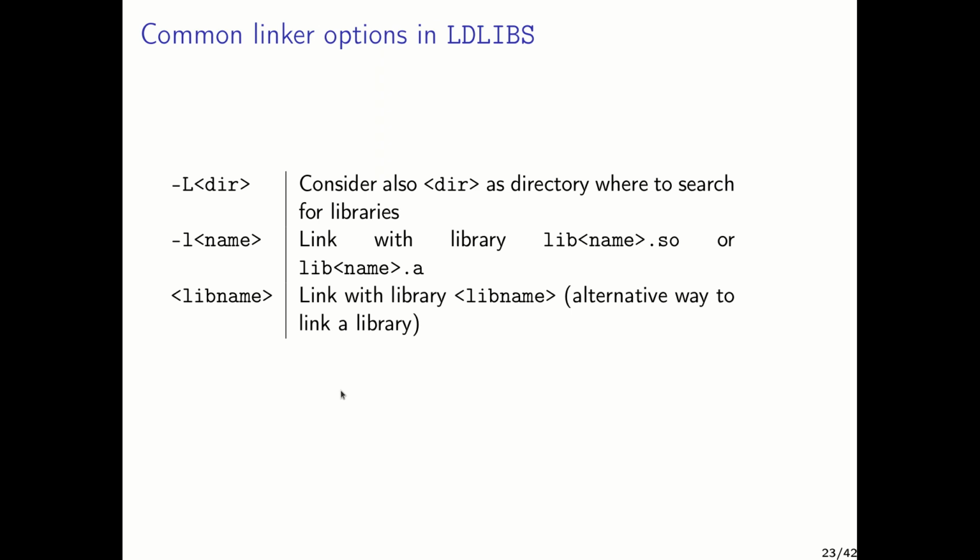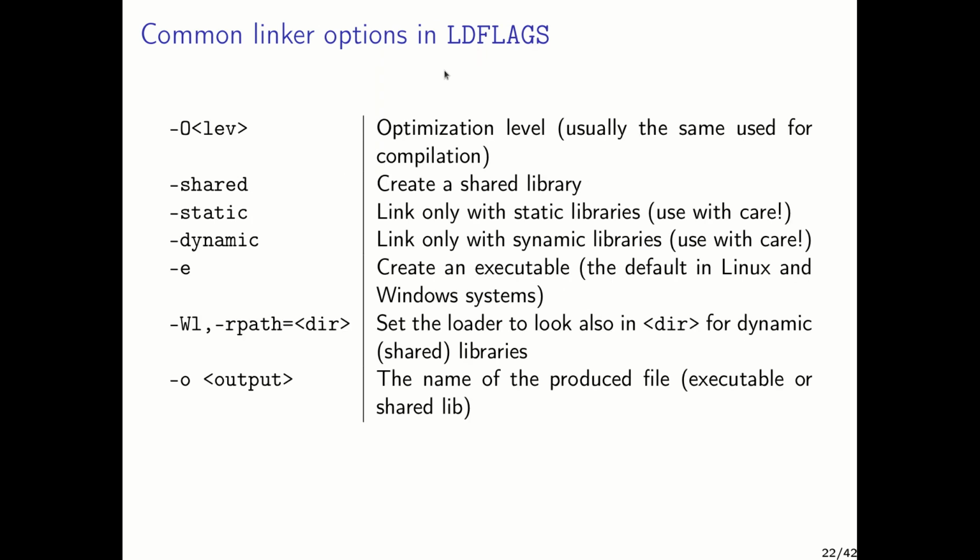What is LDLIBS? LDLIBS instead are the libraries you want to load. So if your code compiles with libraries, you have to specify here, for instance, the directory where the libraries are contained, the name of the libraries, or, if you don't want to use this syntax, you can specify directly the full path of the library, the full name of the file where the library is contained. But it has to go in LDLIBS, so don't put library information in LDFLAGS, okay?